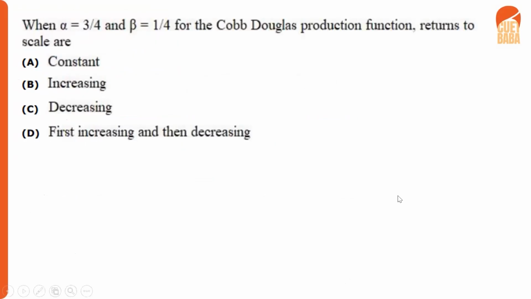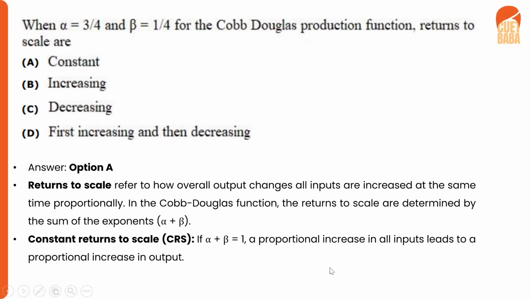Next we have: when alpha is equal to 3 by 4 and beta is equal to 1 by 4 for the Cobb-Douglas production function, returns to scale are constant, increasing, decreasing, or first increasing and then decreasing. Here we know that in the Cobb-Douglas production function, alpha plus beta is equal to 1. If we know that much, we can solve this as well. So when we do alpha plus beta, we have 3 by 4 plus 1 by 4. That leads to 1, and so it is constant.